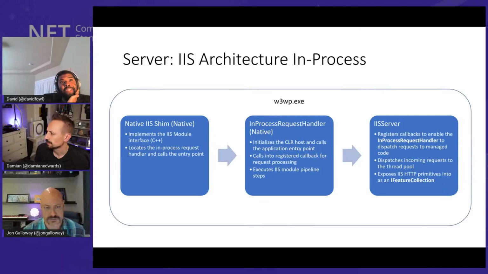So the native shim exists globally. It's a thing you install. It's the ASP.NET Core hosting bundle. It installs the shim globally, and the shim implements the IIS interface for modules.